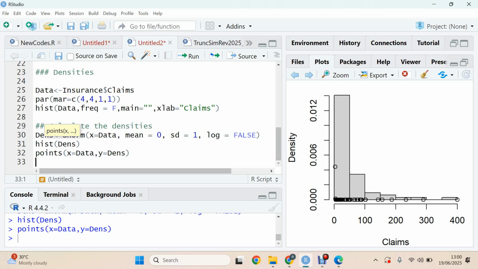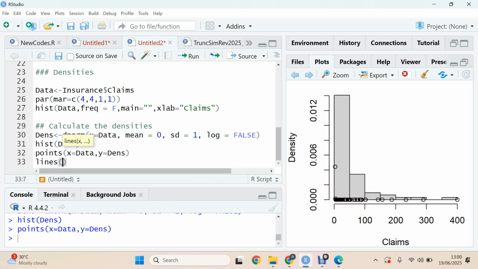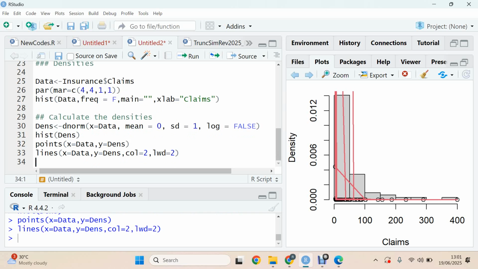Okay, so let's see. If it is lines, we can also do the same. Lines, and then we can put this there. We can color it, maybe 2. We can give it a line width bigger so that we see how it looks like. Okay. And I will explain why this is so. By the time I finish this, I have solved the problem I wanted you to go home and solve. Okay. But this is what is happening.